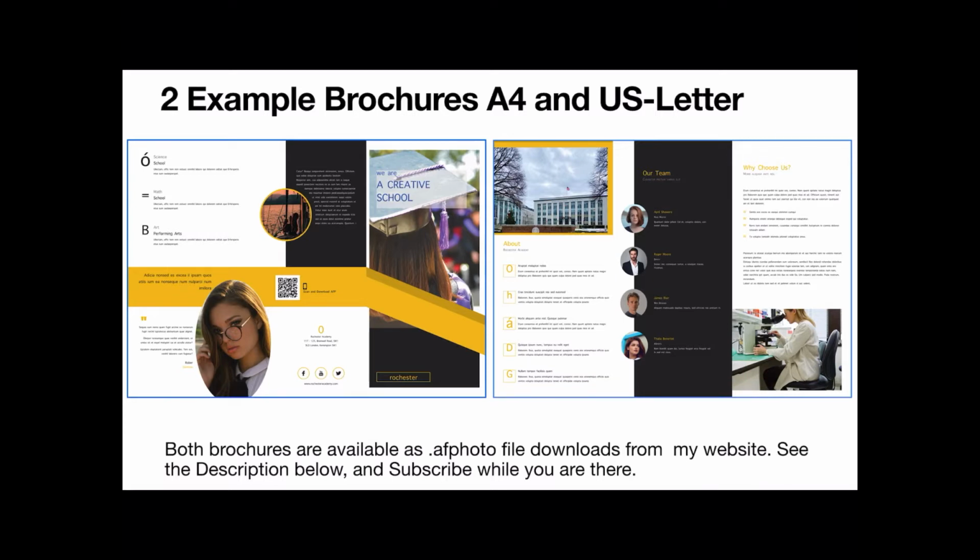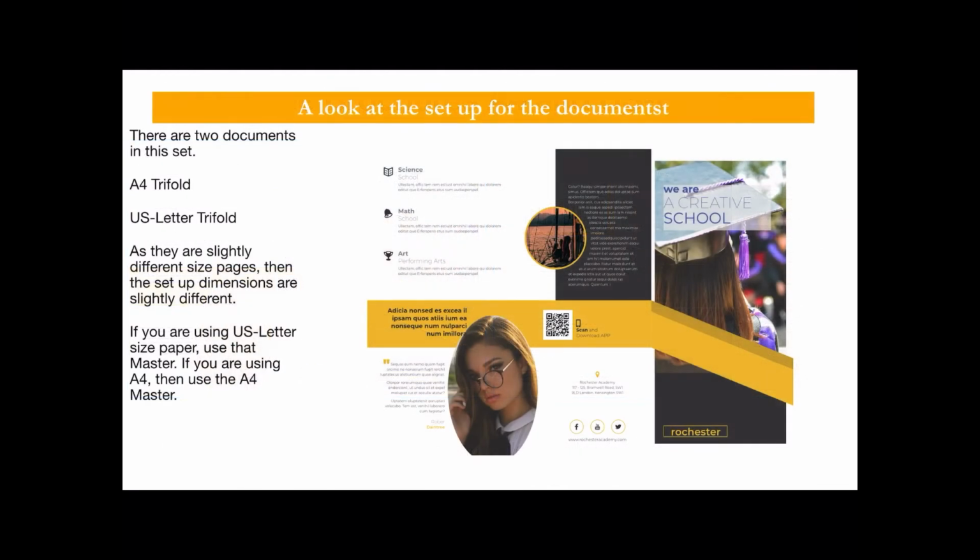And what you can see there are the brochures. The left-hand side and the right-hand side, back and front, if you like, of the sheet of paper. Exactly the same on A4 or US letter, except for the slightly different sizes of those two sheets of paper. There are two documents in the set, the A4 trifold, the US letter trifold, and as I mentioned just now, they're slightly different size pages, so the setup dimensions are slightly different. If you're using US letter size paper, use that master. If you're using A4, then use the A4 master.